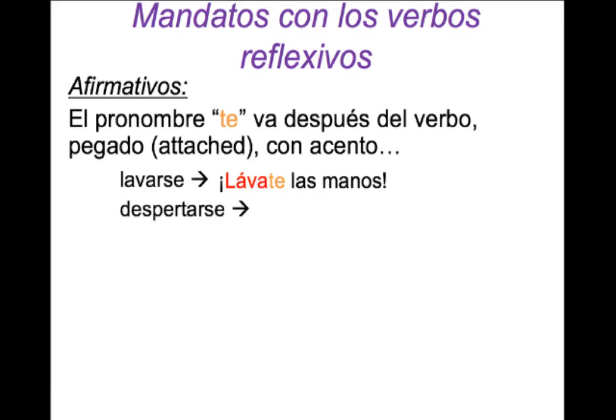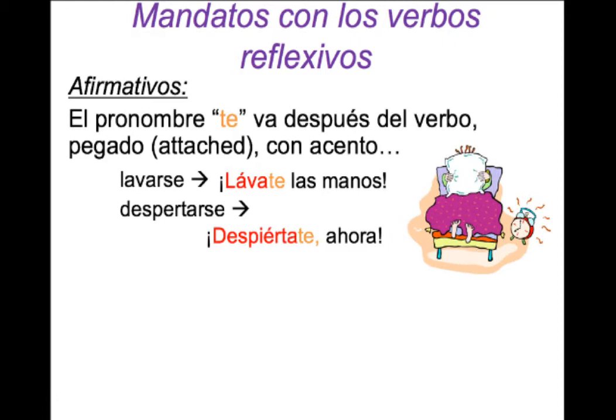Despertarse, which remember is a boot verb. Despierta becomes despiértate. Wake up now. With a little accent to put emphasis on the E.